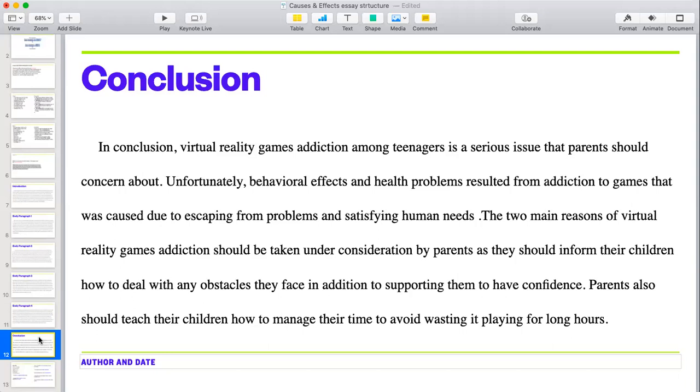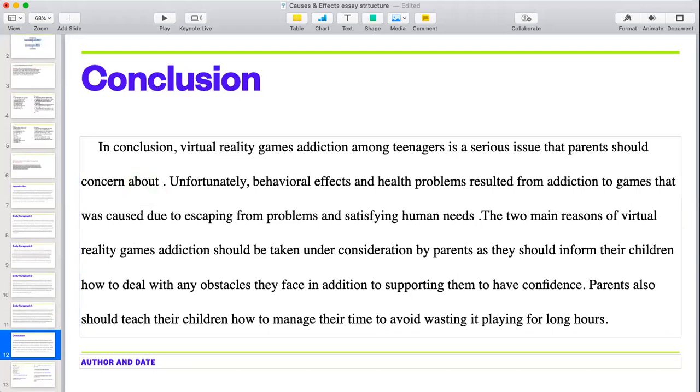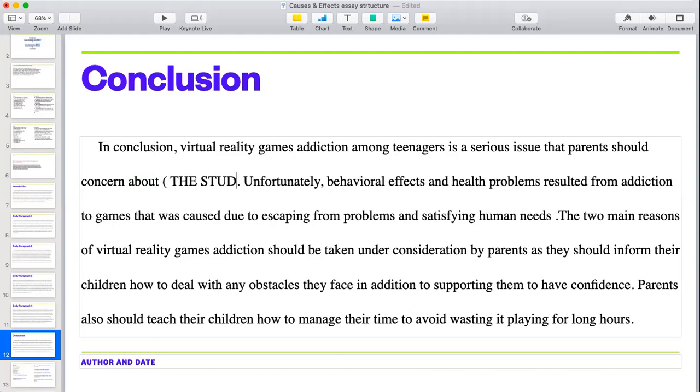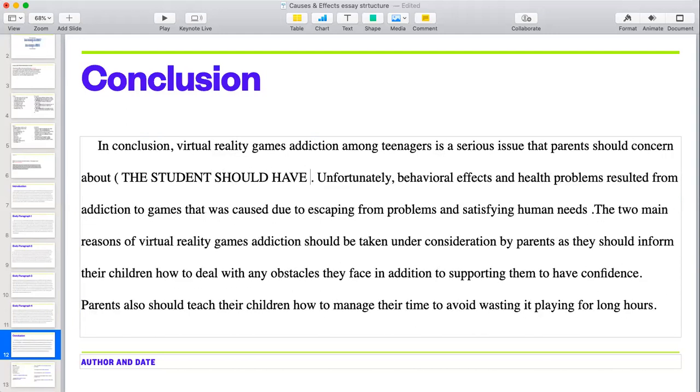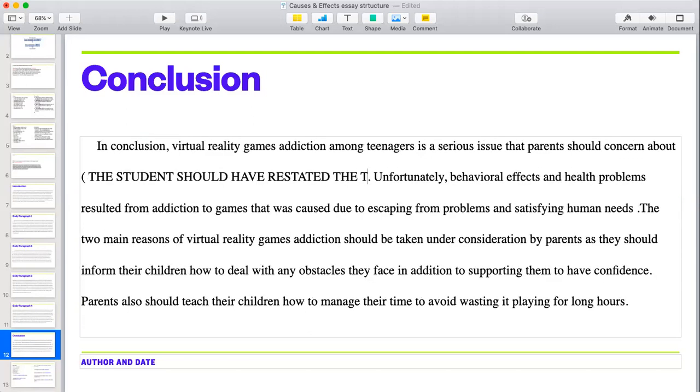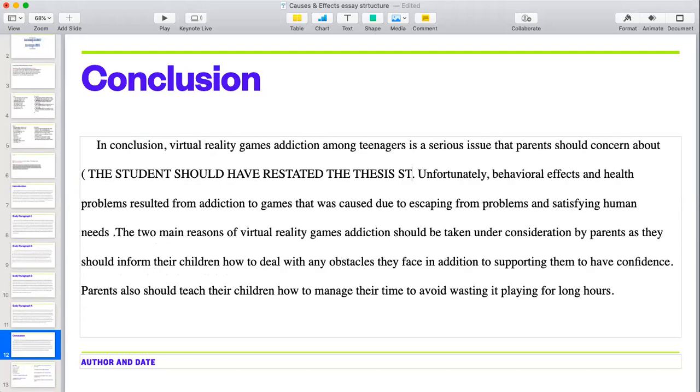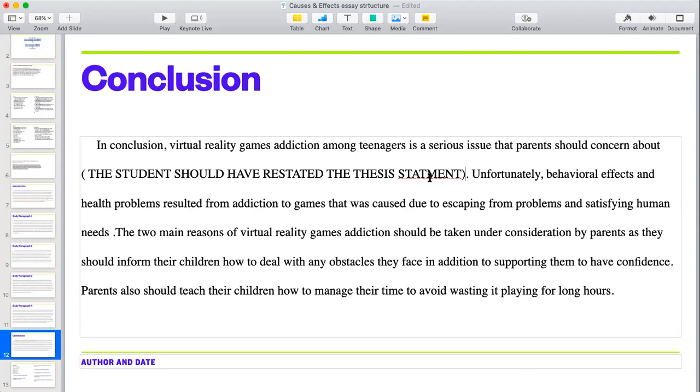Virtual reality games addiction. No, teenagers, something else. Yes, Khalid. The parents' concern about their kids. Another problem. What should we start the conclusion with? What should be the first statement? The thesis. Very good. Restate the thesis statement. Excellent. So the student should have restated the thesis statement. Did she do that here? No. So this is a huge mistake.